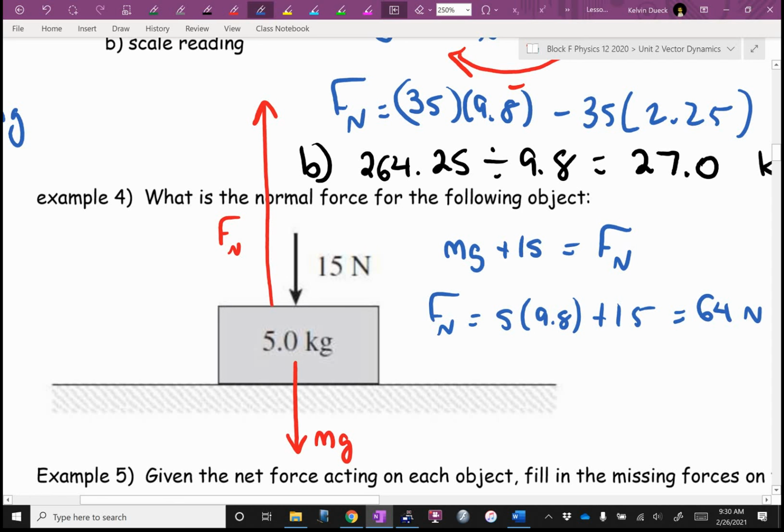What if instead of pushing down with 15 newtons, what if we were lifting up with 15 newtons? Can anybody see in their head what my new equation would be? So instead of having that as a down arrow, what if it was an up arrow? What would the equation be? More specific, what plus what equals what? It's still going to be everything up equals everything down. So Fn plus 15 equals mg. And then to get the Fn by itself, you'd minus the 15 over. Which I think is kind of what you were saying. Okay.